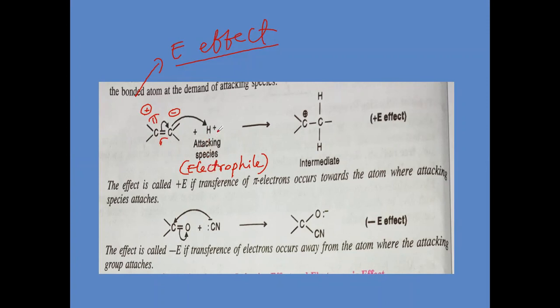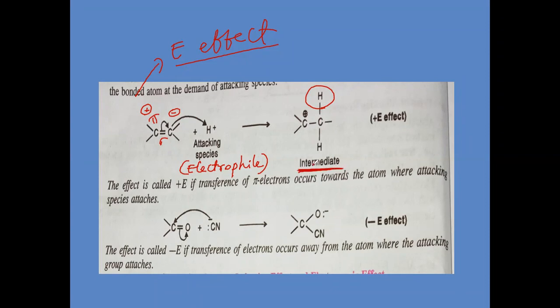So this H plus electrophile will be attracted towards C minus. The C minus will attract H plus. Then H plus will be attached to the right side carbon. Hydrogen is attached to the right side carbon. Now the left side carbon has got a plus charge. So the plus charge is there on the left side carbon, and on the right side carbon, H plus is attached. So we got one intermediate compound here.